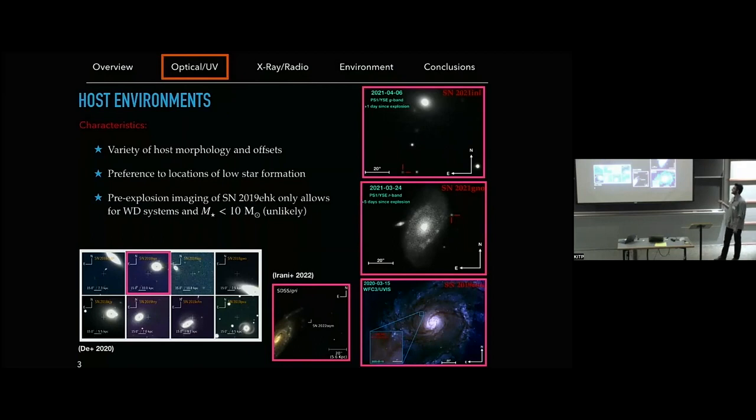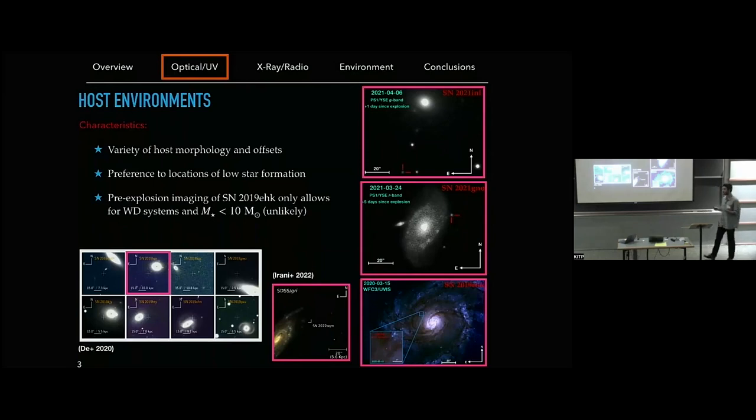But in general, when you look at the really local, maybe parsec-scale environments of calcium-rich transients, what's interesting is that there's really no star formation. They definitely sit on the tail end of a star formation distribution. So that points towards a compact progenitor, a degenerate progenitor.